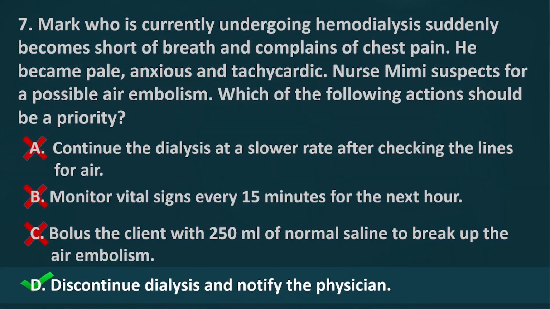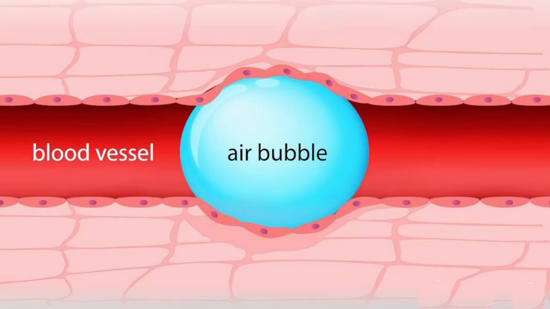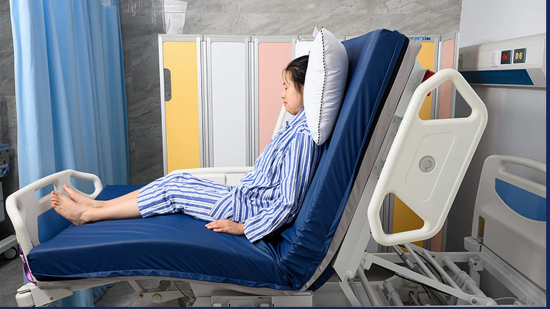The correct answer is letter D, discontinue dialysis and notify the physician. An air embolism occurs when air or gas is admitted into the vascular system. This means that anything downstream from this blockage will lose some or all of its blood supply. Immediately discontinue the dialysis and notify the physician. Elevate the head of bed or have a patient sit up in a chair. Promote deep breathing exercises and coughing to prevent further complications.